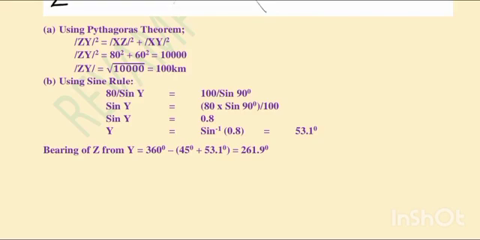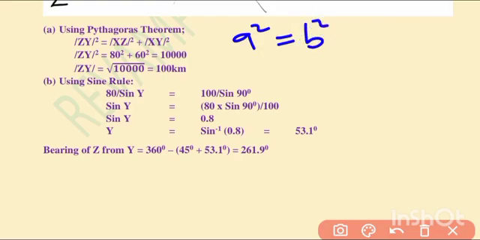We substituted all the values in the diagram into the equation. Remember Pythagoras theorem: if A is the hypotenuse, hypotenuse square will be equal to adjacent square plus opposite square, or whatever the case may be. So that is the same thing that we did here. Our ZY is considered to be the hypotenuse, and substituting the values of other sides into the equation, we have our ZY to be equal to 100 kilometer.